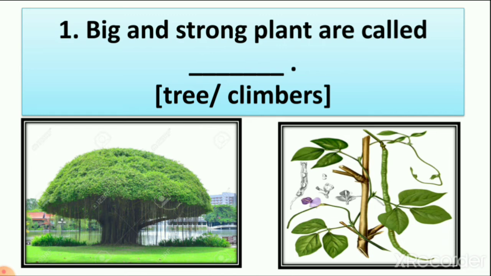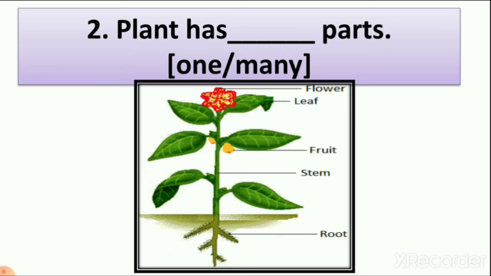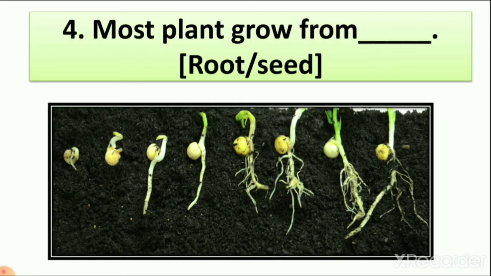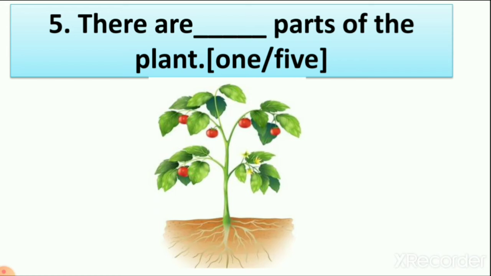Then we learn fill in the blanks with correct words. First, big and strong plants are called tree. Plant has many parts. A dash has baby plant inside it. Seed. Most plants grow from seeds.